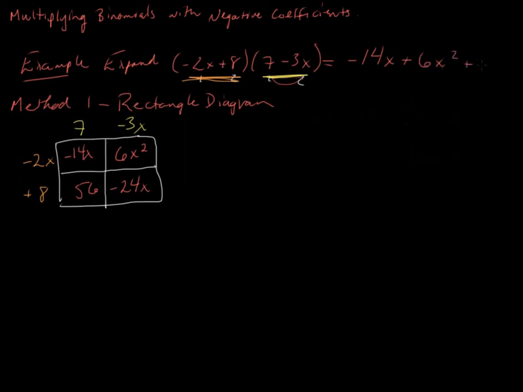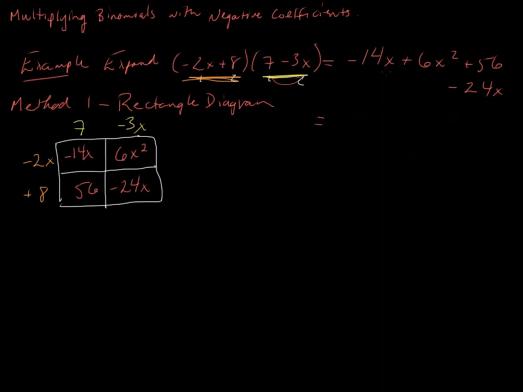plus 56 minus 24x. Sorry, I know I'm taking us off screen a little bit here. This is messy. Let's rearrange this, and actually I'll write a little bit smaller so it fits in one line.